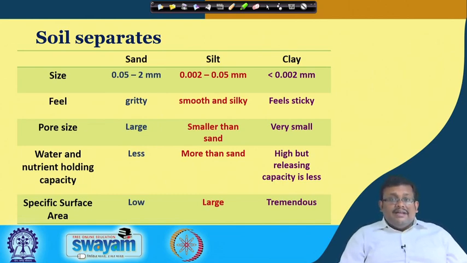Another important property is specific surface area. In sand, the specific surface area is very low because of the larger particle diameter. In silt it is large. In clay it is very large, a tremendously high specific surface area, and we will discuss that very soon.